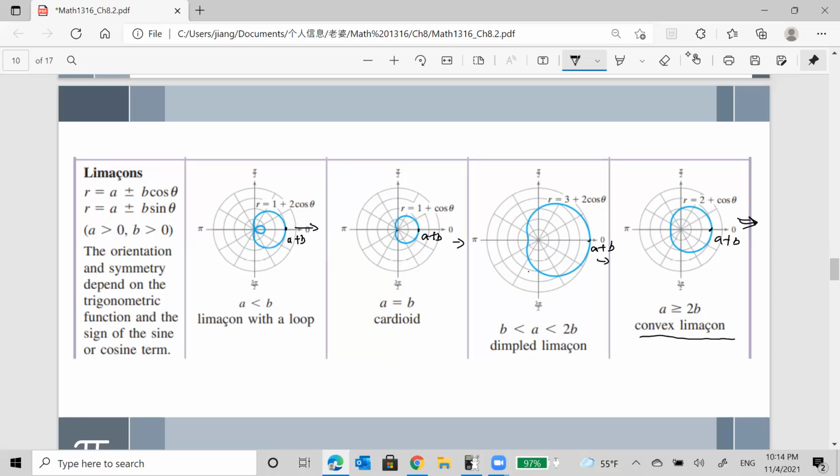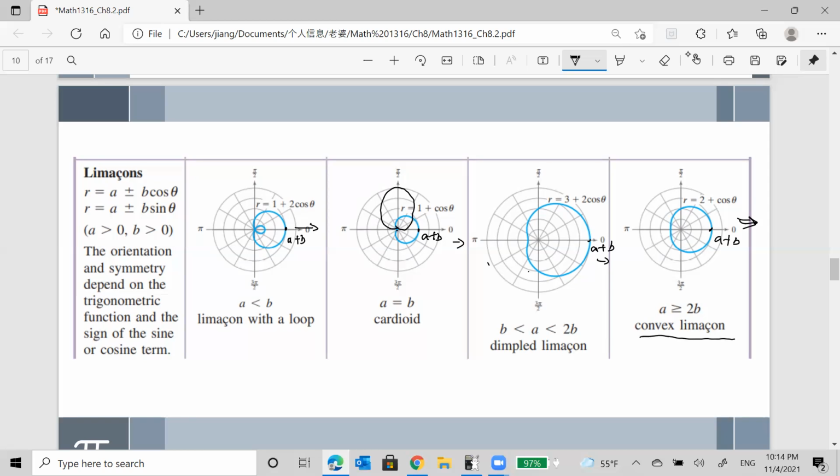So 1 minus cosine theta is the shape like this. 3 minus 2 cosine theta is like this. And then 2 minus cosine theta is like this, on the other side. And how about the sine? If A plus B times sine, the shape is like this, lying on the theta equals pi over 2, so lying on this side. If 1 plus sine theta, the heart shape is like this.